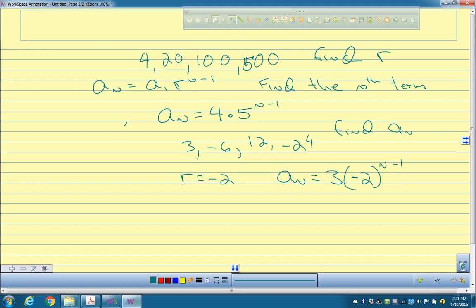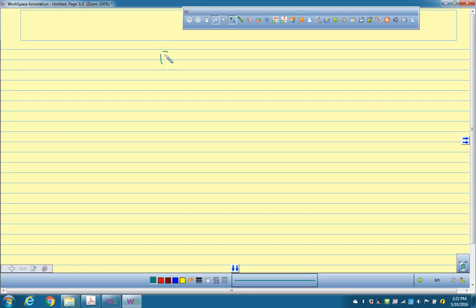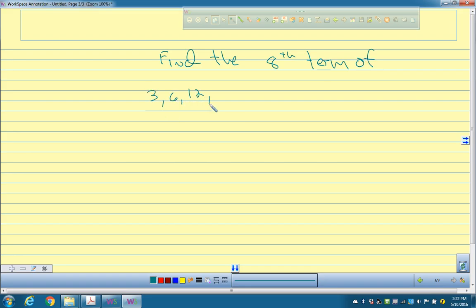Okay, so now we're going to find some terms. See if you can, on your own, find the eighth term of this sequence: 3, 6, 12, 24. Find the eighth term of that.